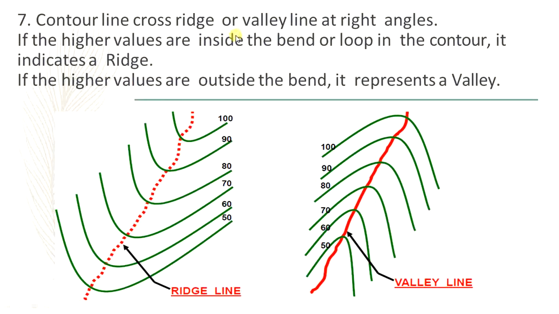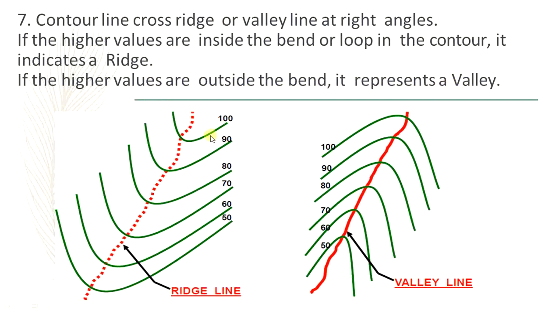Next, contour lines crossing the ridge or valley line are at right angles. We have seen that the contour line crosses the ridge or valley lines at right angles. The different contour lines plotted on the ground, 50, 60, 70, 80, 90, 100, cross at right angles. If the higher values are inside the bend or loop in the contour, it indicates a ridge. If the higher values are outside the bend, it represents the valley line.